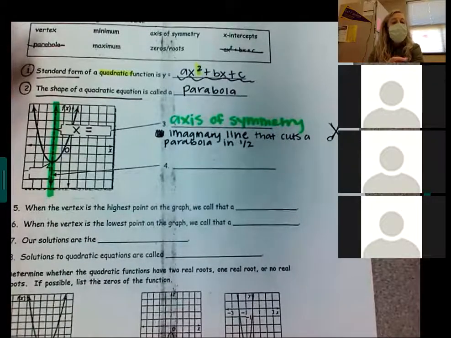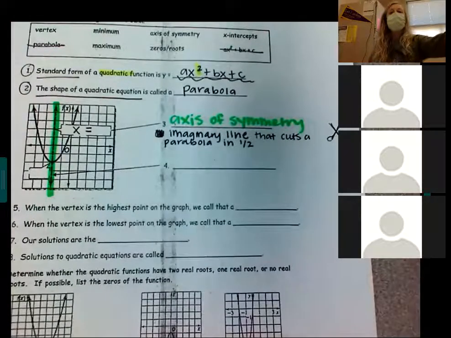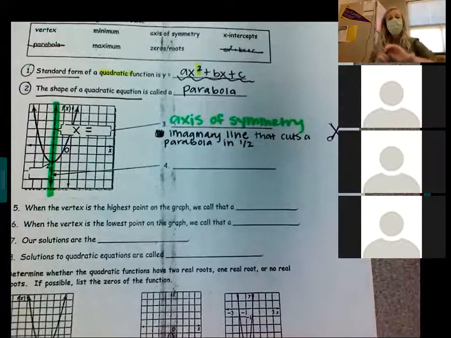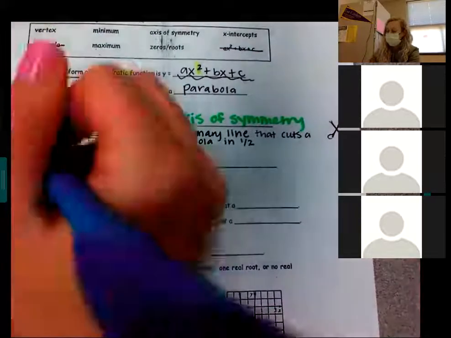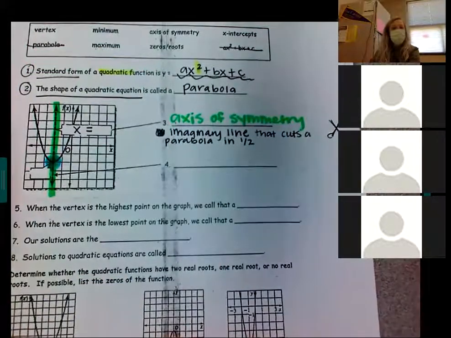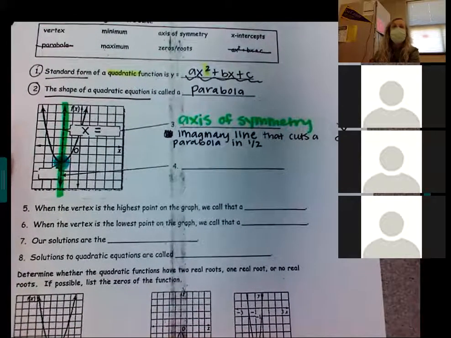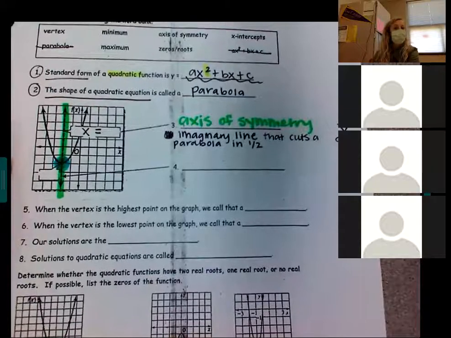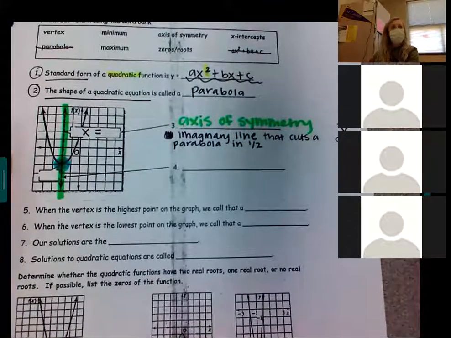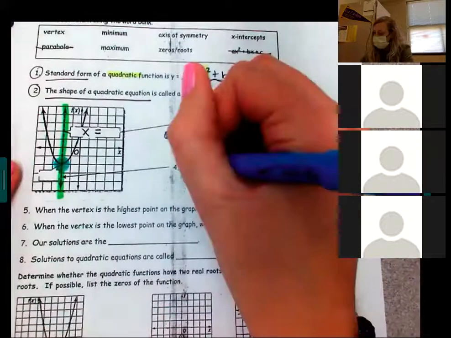Okay, everybody look at 4. This is where you need your different color. 4 is pointing at this point right here. So I made it nice, big, and blue. It's pointing at this point right here. What do you think that point is called? The vertex. Very good.